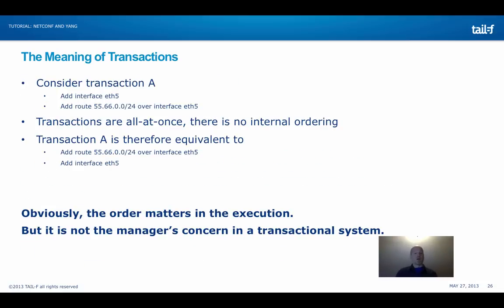So taking this into more of an example, consider a transaction where you would like to add an interface ETH5 and add a route to that. If you add the route over ETH5, or vice versa, in a transactional context over Netconf, it doesn't matter. You can do any order and it's up to the device to perform the transaction correctly. So this releases the burden for the management system. Just prepare the config and send it.